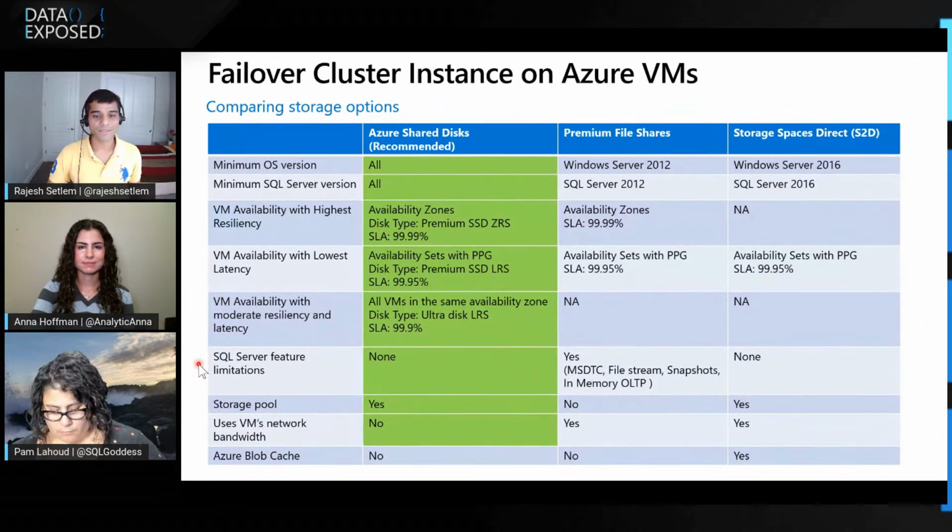Premium file share did have some limitations in terms of feature parity. So shared disk definitely checks this box. You can still use a storage pool. You can create a bunch of VMs, a bunch of disks, and then stripe the disks and create a bigger storage pool that you want.